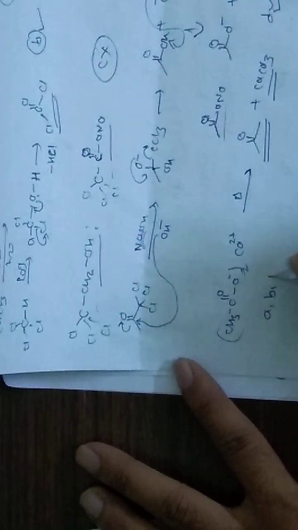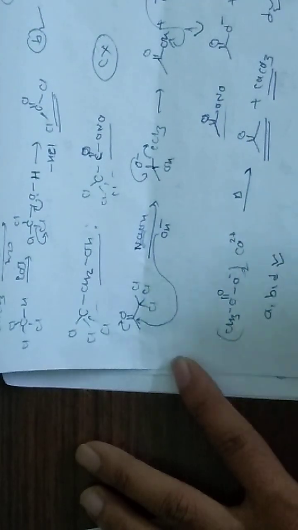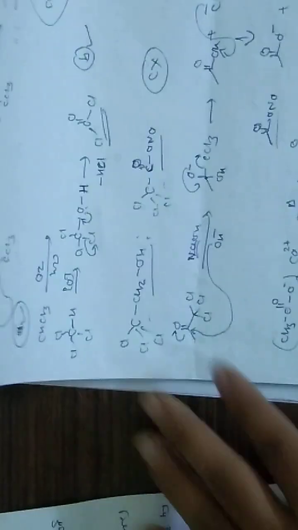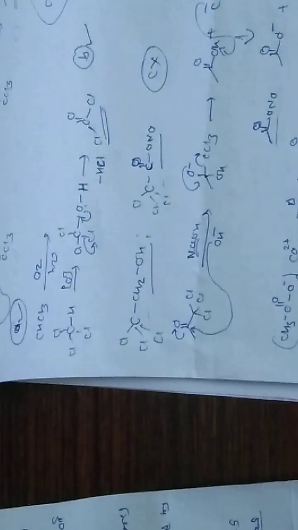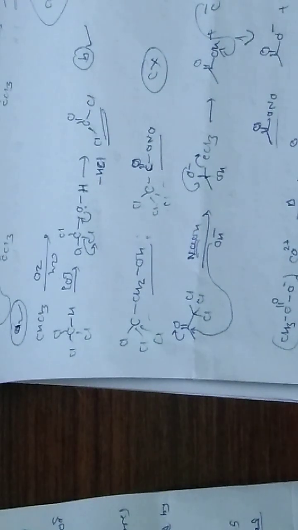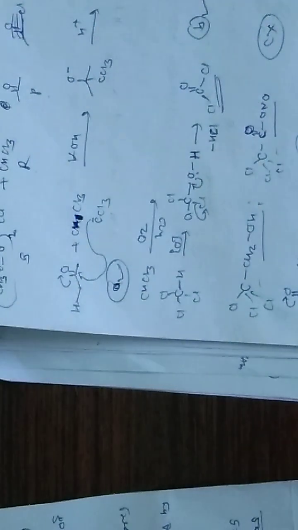So among the four options, A, B and D are correct. So our correct answer should be A, B, D. So this is the answer of that question. I hope you have understood the answer of that question.